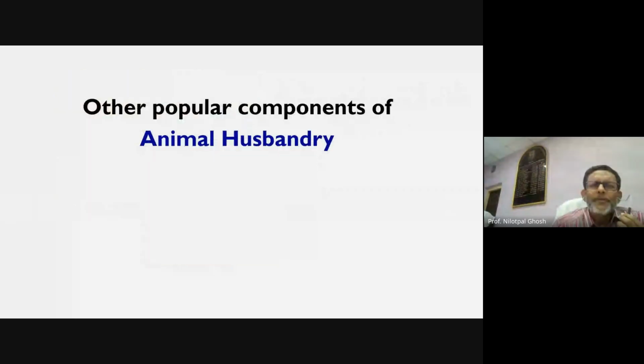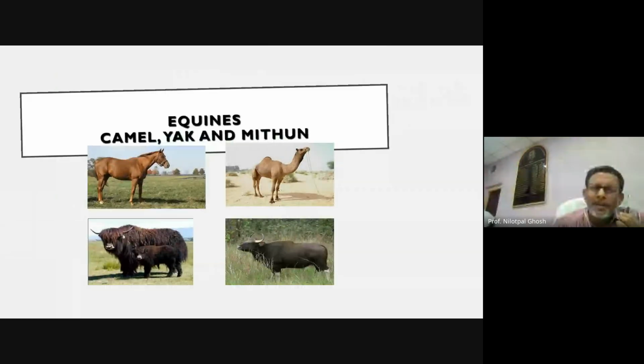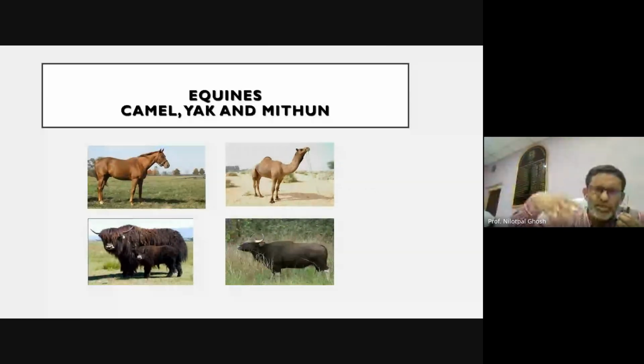There are some other species also based on regional variation, like equines, camel, yak, mithun. If we think of an integrated farming system in Arunachal Pradesh, then we cannot think of integrating camel or equine there, but we have to think about the yak. So regional variation is there. Accordingly, we have to think about the components of the integrated farming system.